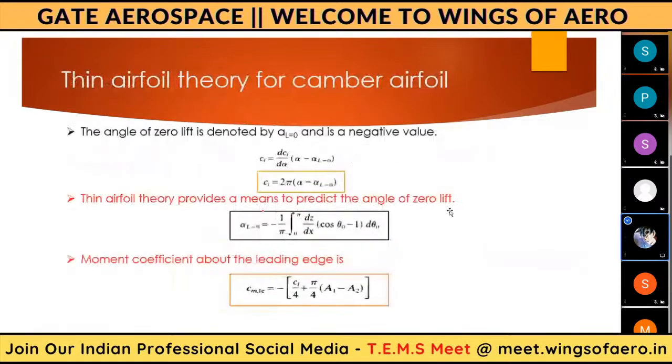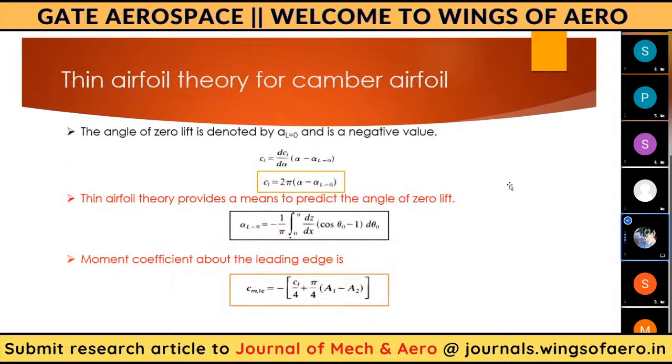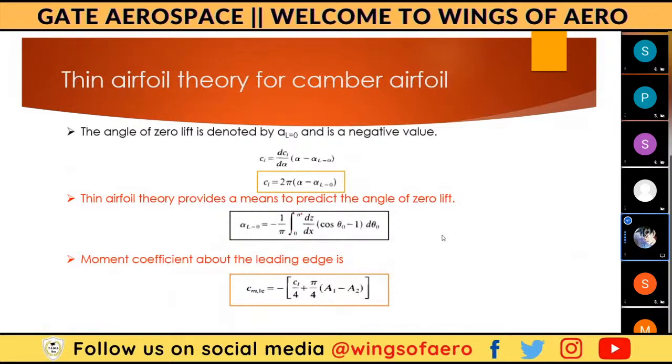So here, see, alpha L equal to 0 equal to minus 1 by pi integral of 0 to pi. So the limit is satisfied. So we found the limit from 0 to pi. Now we need to substitute the equation and find the answer. Okay.